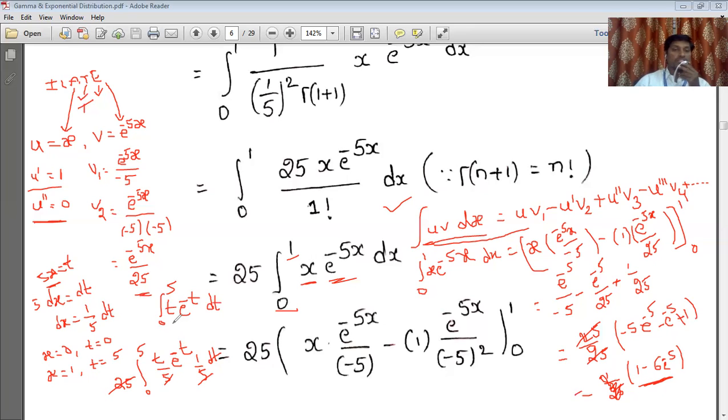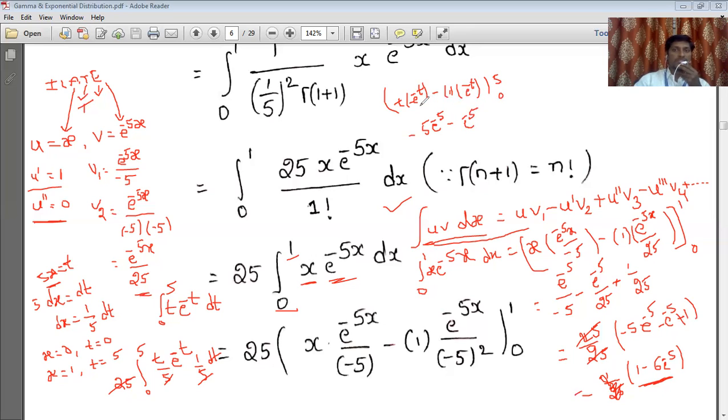So this is the one. Of course, again you need to apply the same formula. If you apply that formula, first we get t, and the integration of e power minus t is minus e power minus t, and next minus the derivative of t, which is 1, and the integration of that is e power minus t, between the limits 0 to 5. Then if you substitute the limits, we get minus 5 e power minus 5, and next minus e power minus 5.